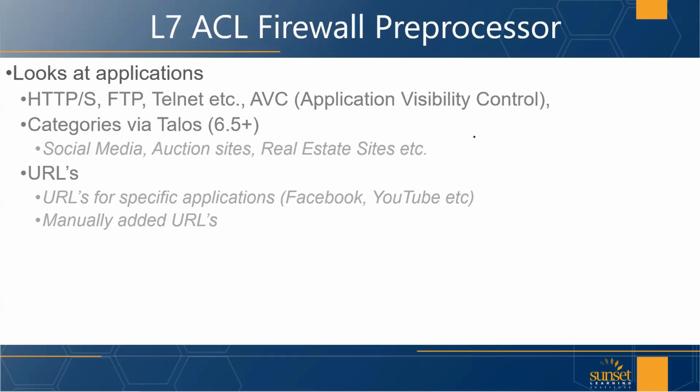So we can look at different applications: HTTP, HTTPS, Telnet, FTP, and so on. AVCs, different app IDs, we look at those. Also, we can look at categories via Talos. And in this case, we're showing you here, we could pull a different category for this application that says social media, auction sites, real estate, and so on. And again, we can look at specific URLs in there also as part of this application firewall, where we say, okay, we're going to block Facebook, YouTube, and we can manually add our URLs.